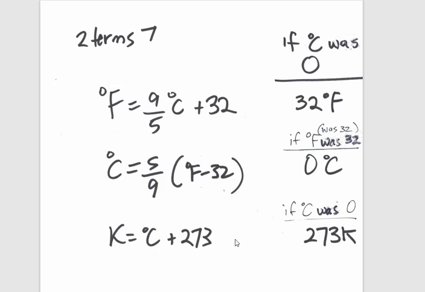In this last formula, if degrees Celsius was 0, 0 plus 273 makes this value here.